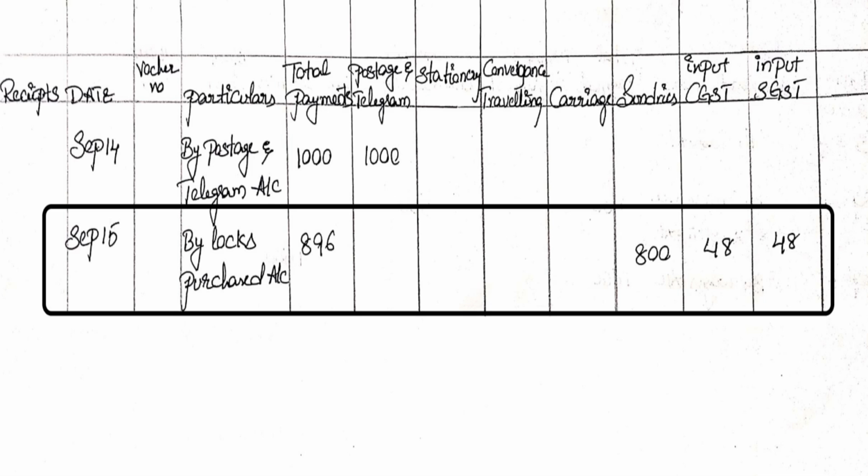Date is September 15th in the date column and by logs purchased account in the particulars column. Here I have included the amount with GST, that is 896, and purchasing logs are considered as sundry expenses. So I have updated 800 in the sundries column and 48, that is the tax amount, in the input CGST and input SGST columns.